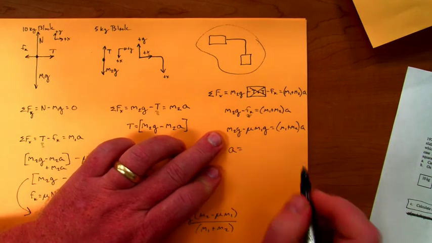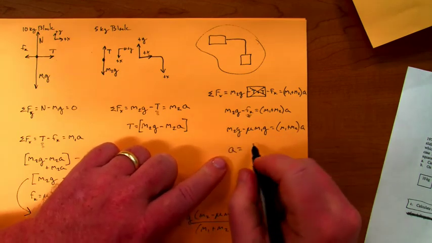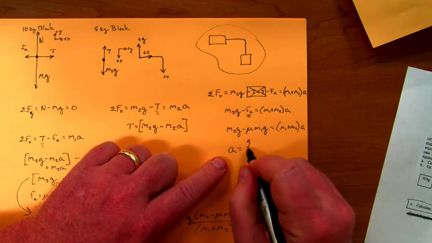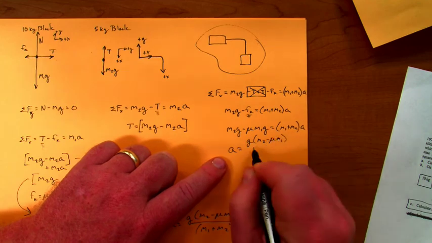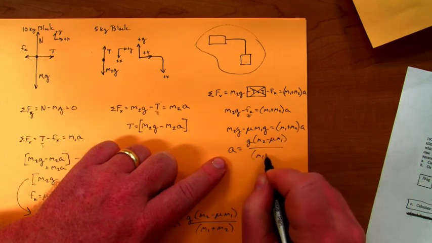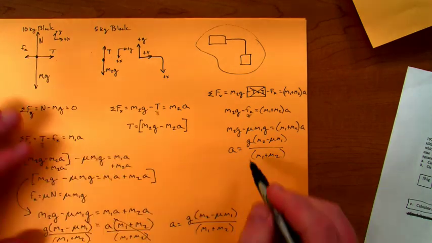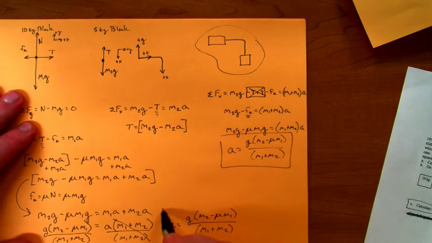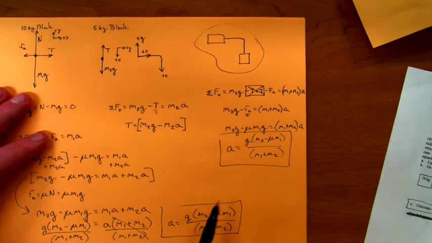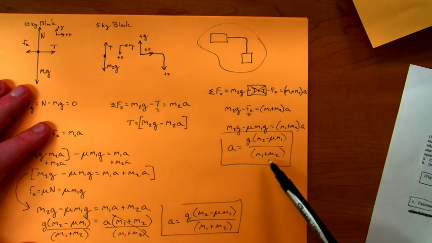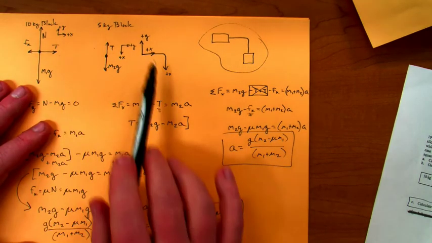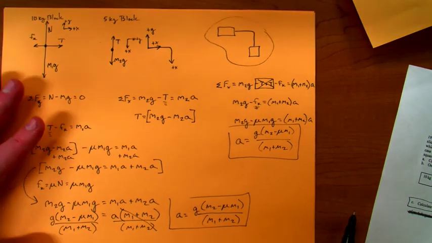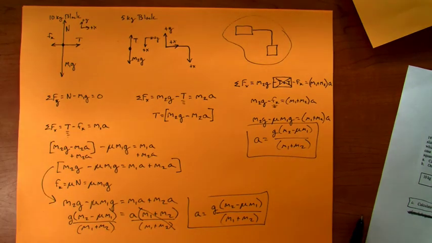And now if I solve for A, I can pull out that G just like I did before, M2 minus mu M1 all over M1 plus M2. So you can see that I got the exact same answer that I did down here, which I should, because, you know, physics for one situation should work for the next. But I got here a lot faster. So you can treat systems of blocks that are connected by strings and stuff as one object if you want to when you write Newton's second law.